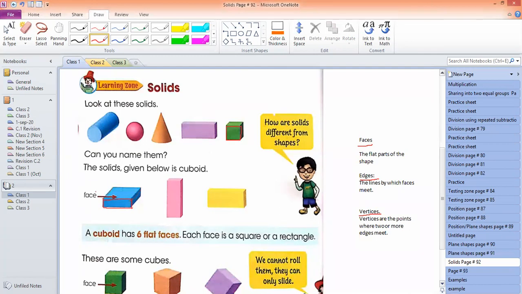So in cuboid, you can have either all faces rectangle or some faces rectangle, some faces square. But in cube, you have all faces square. In cuboid, you have some faces square and some faces can be rectangle. Otherwise, cube and cuboid both have 6 faces, 8 vertices, and 12 edges. This was what we studied about cube and cuboid.